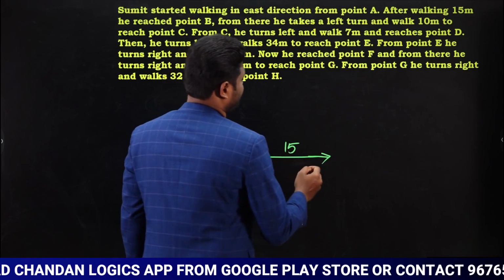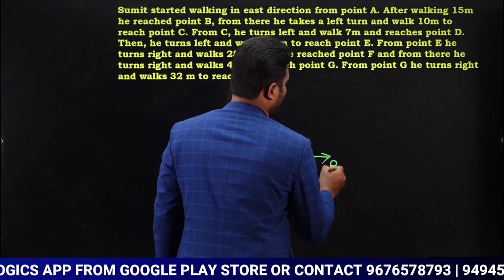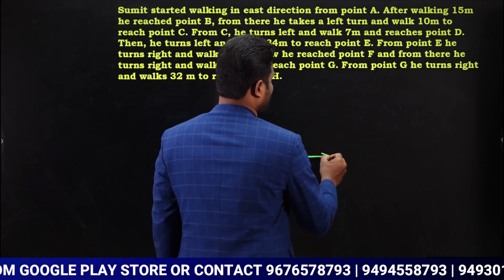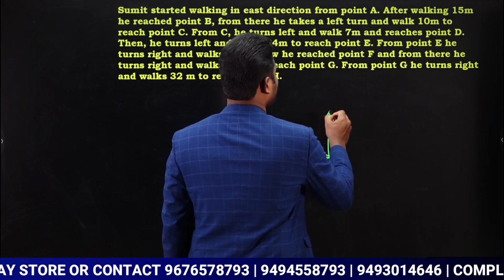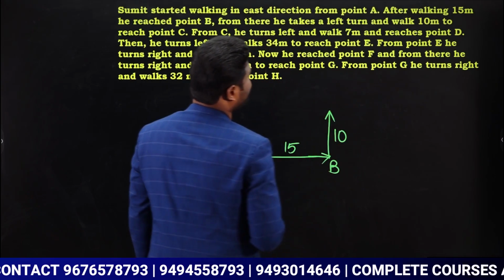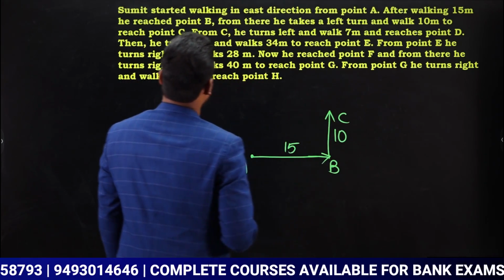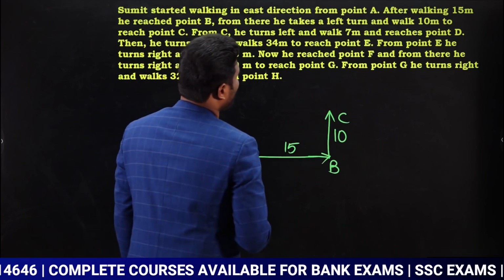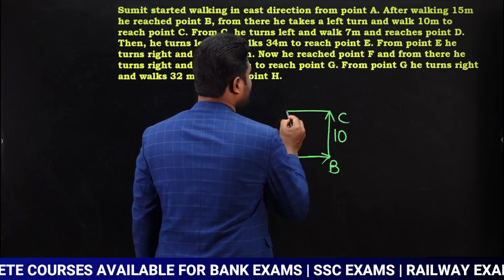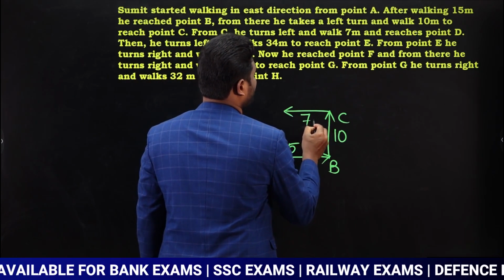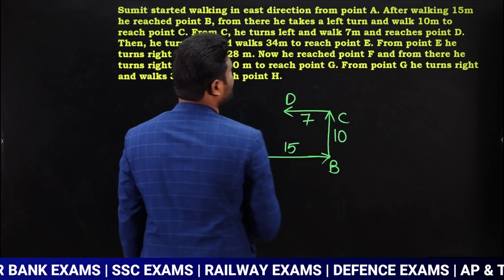Now this is point B. From there he takes left turn. From here he is taking left turn and walks 10 meters to reach point C. Now this is point C. Next, from C he takes left turn and walks 7 meters. And now this is point D.